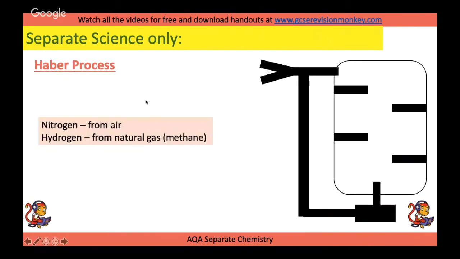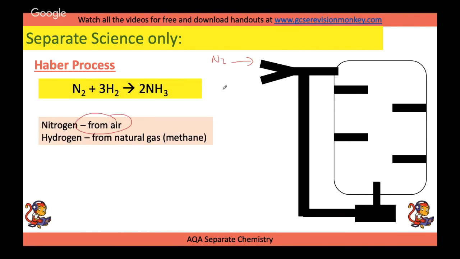Haber process then. We talked about the equation earlier. Nice zip through this one. We said that the Haber process was nitrogen reacting with hydrogen to produce ammonia. So in the top here, you have nitrogen from the air going in, and you have hydrogen, which is normally made from methane, natural gas, going in as well. You have an iron catalyst, which is to lower the activation energy of the reaction, speed it up.